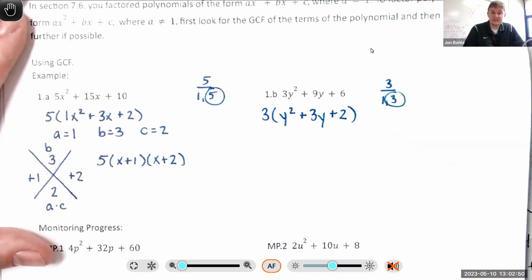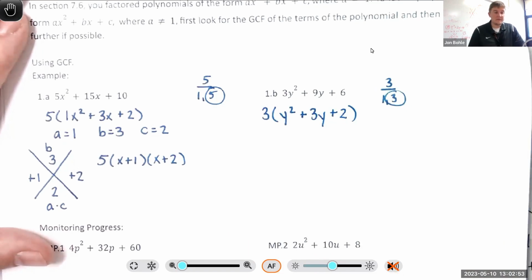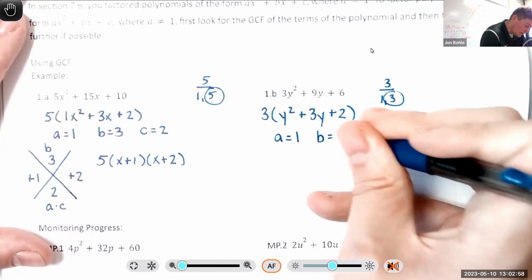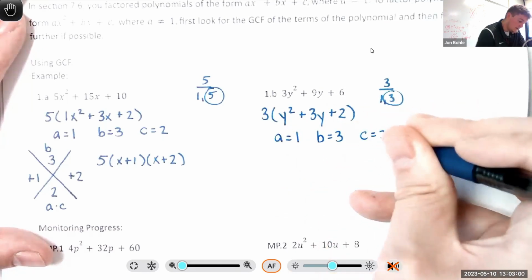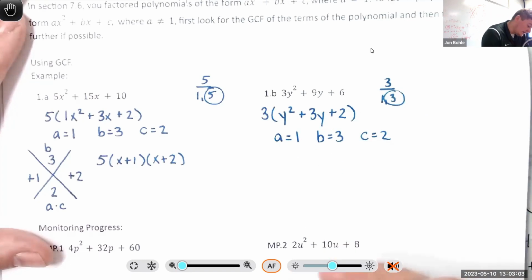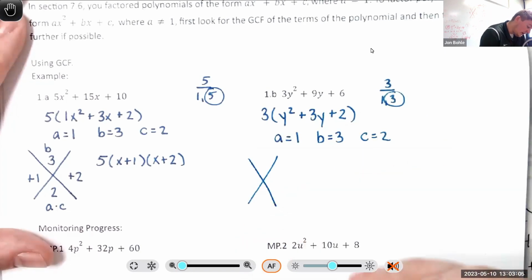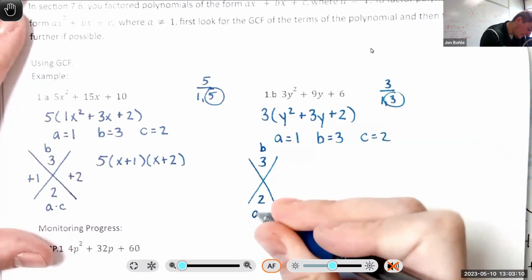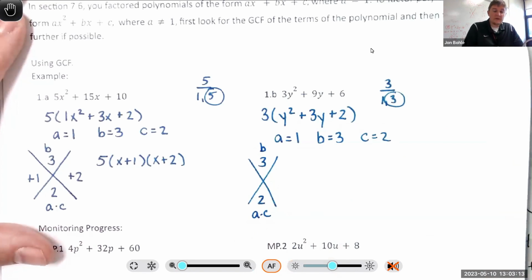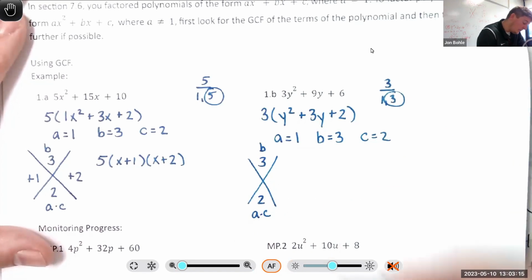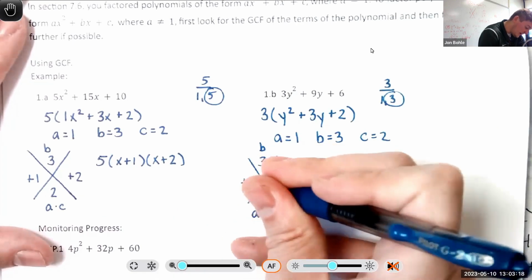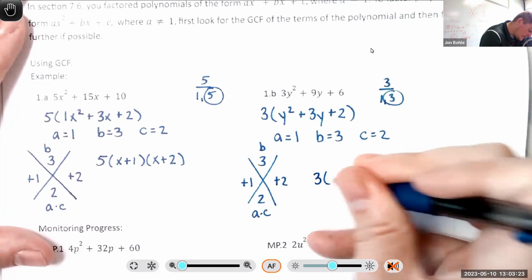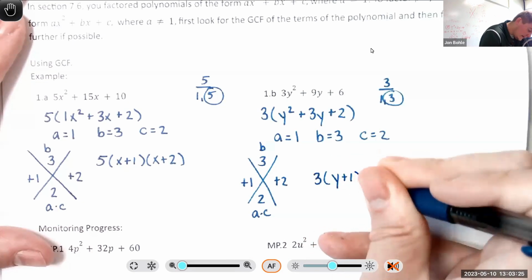So this problem almost turns into the exact same thing, because once I divide that 3 out, my a, b, and c values are the same. A is 1, b is 3, c is 2. Since my a value is 1, I can use the X method of factoring, where I go a times c down here and b here. And what I do is check for numbers that multiply to 2 and add to 3. We did that in the previous problem. It's going to be positive 1 and positive 2. So then this is going to factor into 3 times y plus 1 times y plus 2.